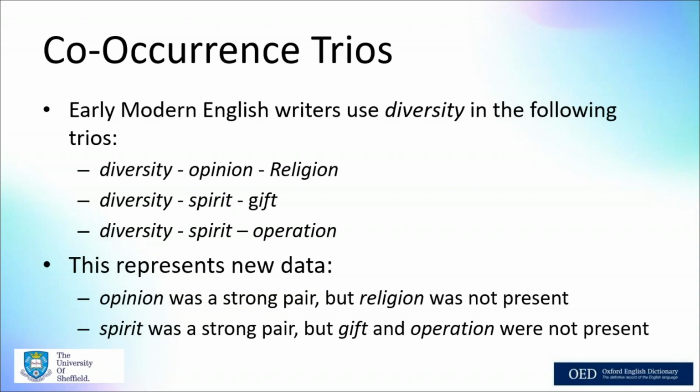And this is, of course, much richer data, and I think pretty interesting data about the word diversity. So instead of just understanding that we have diversity of opinion that's discussed at length in EBO TCP, we know now not just that it's diversity and opinion, but actually diversity, opinion, and religion form a trio. So this is more data than we saw with our pairs. Again, diversity and spirit was a strong pair, but in our pair list, we didn't see the words gift and operation as strong pairs. So diversity, spirit, gift, there's something going on there with this kind of conceptual or discursive content around those 3 words over and over and over again in early modern English.